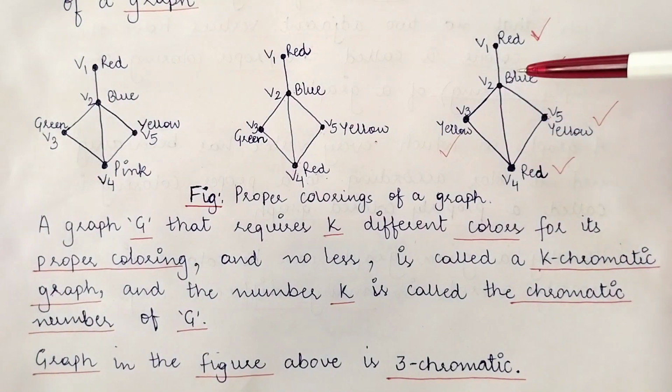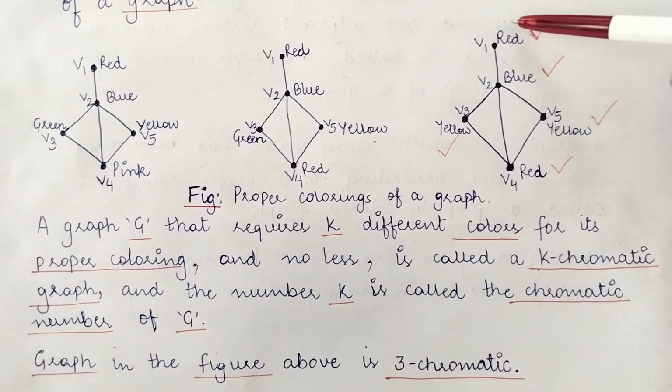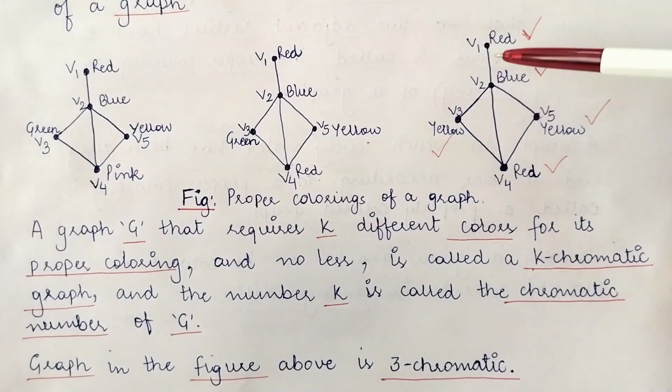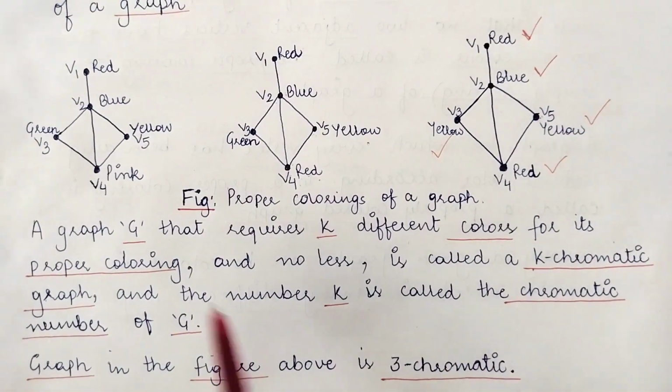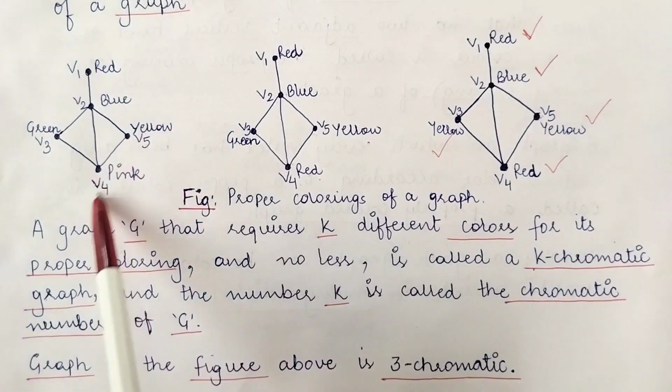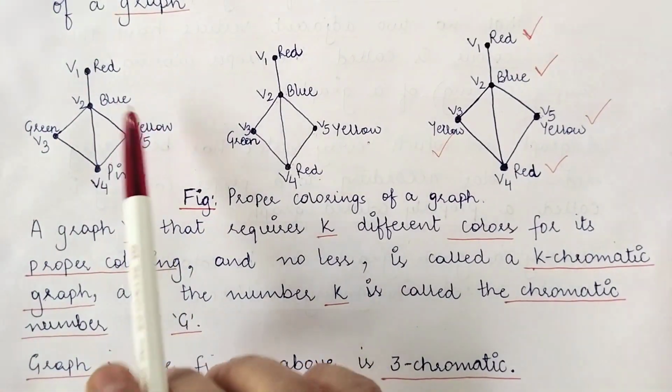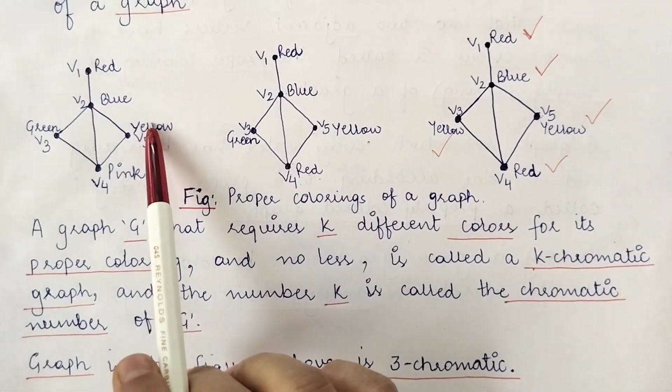You can use more than 3, there is no restriction on that, but minimum you need 3 colors so that the graph is properly colored. That means no two adjacent vertices have the same color. Otherwise you could say, oh, here 1, 2, 3, 4, 5 colors are used, but that is not the minimum number of colors that are required to do proper coloring.